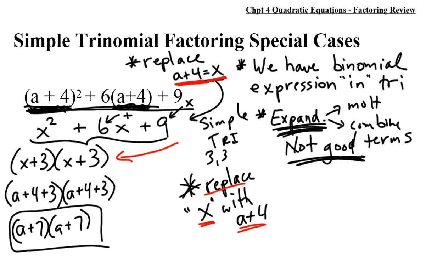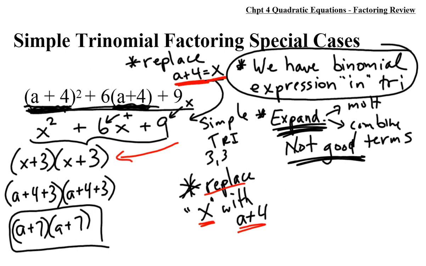This is a special situation where we have the binomial expression within the trinomial. So for all of these unique situations, you're not going to get an a plus 4 squared plus a c minus 2 or 7c minus 2 plus 9. You're not going to get it. It'll be a situation where they're the same expressions. That's what makes it work.